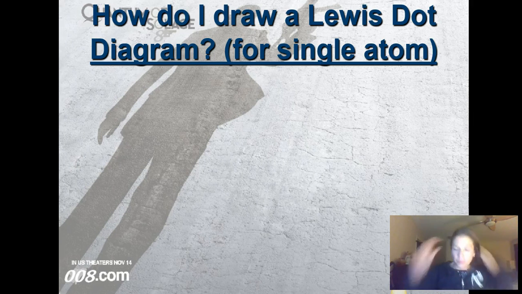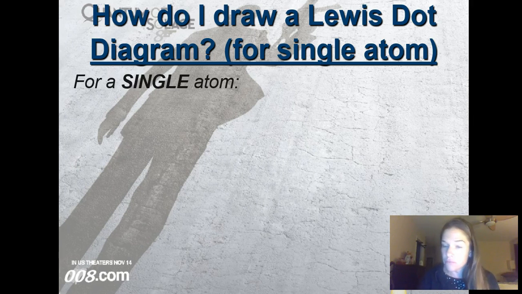All right, so how do I draw a Lewis dot diagram for a single atom? We've done this. This should be a review. If not, let's do it again.